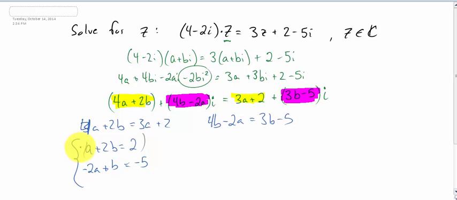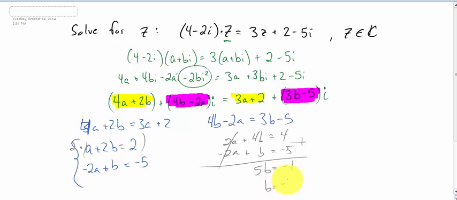Take the top equation, multiply by 2. Now we have 2a plus 4b equals 4. I'm using elimination here. You guys could have used substitution. Doesn't matter. We add these together. The a's become nothing. We have 5b equals negative 1. So b equals negative 1/5.